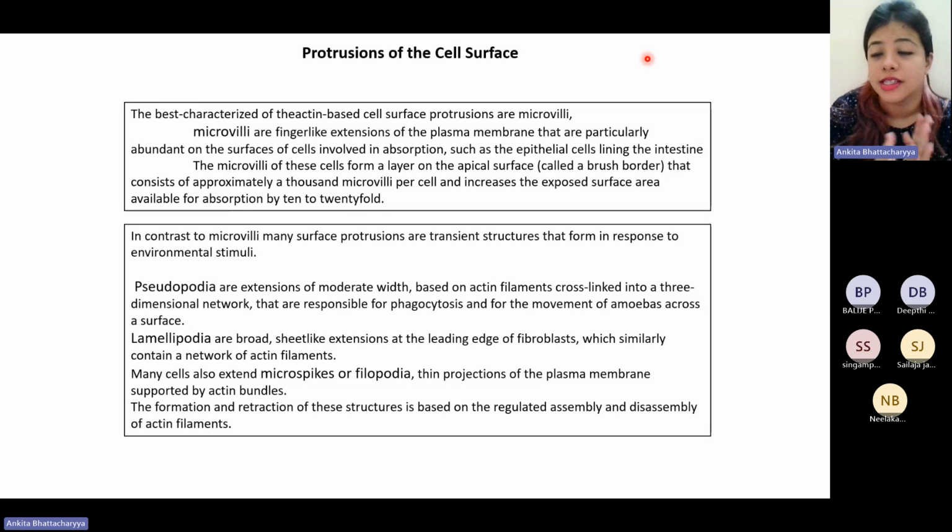The exposed area increases by 10 to 20 folds. And if you remember, we had seen a bacterial cell cross section in the last week, and there also be some villi which are present on the surface. So while they do not have the same purpose, villi are also present on the surface of the cell, they are also protrusions on the surface.